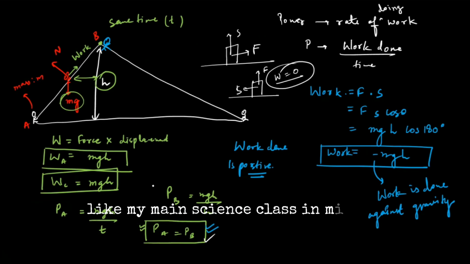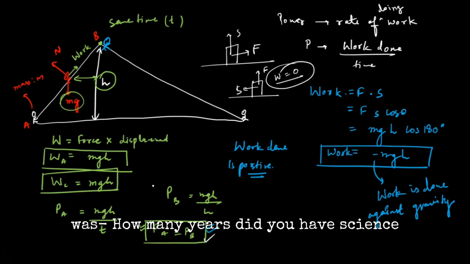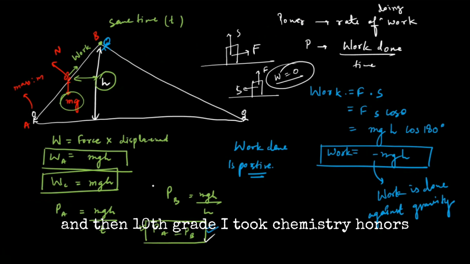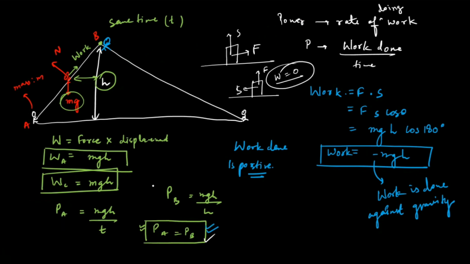Even in science class, my main science class in middle school, sir, was... How many years did you have science? I think all of my years, sir. From first to eighth, you had science, and after eighth, I did biology, and then in 10th grade I did chemistry honors, and now you have physics. Yes. Next year you are planning to have either physics or biology.